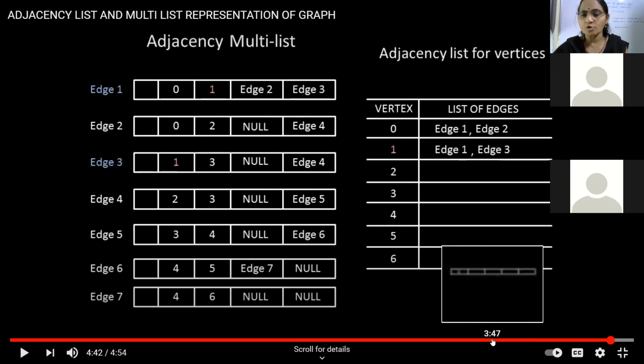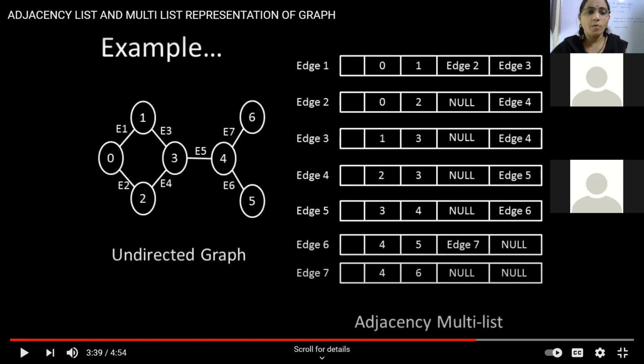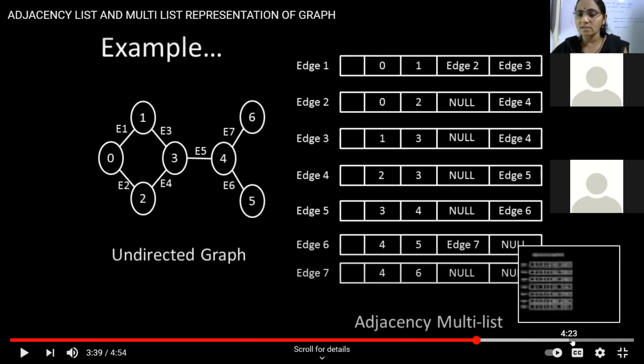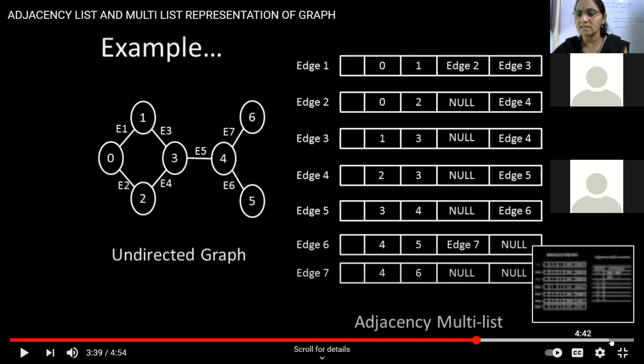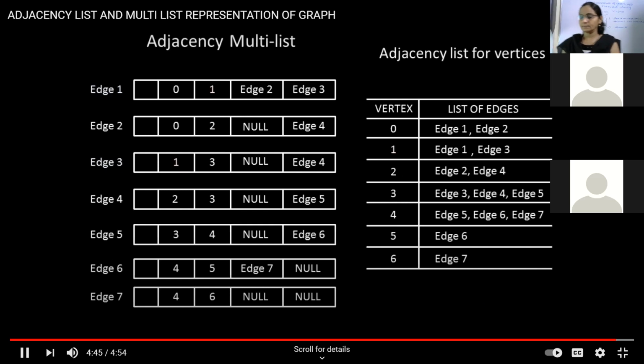See, again I show you the diagram so that you can easily understand. For 0, edges 1 and 2 are incident. See here, for edge E1, the 2 vertices 0 and 1 are incident. For edge 2, the 2 vertices 0 and 2 are incident on it. So instead of the adjacent vertex, in the case of the adjacency multilist, you have to check the adjacent edges for all the vertices, the list of edges for all other nodes.